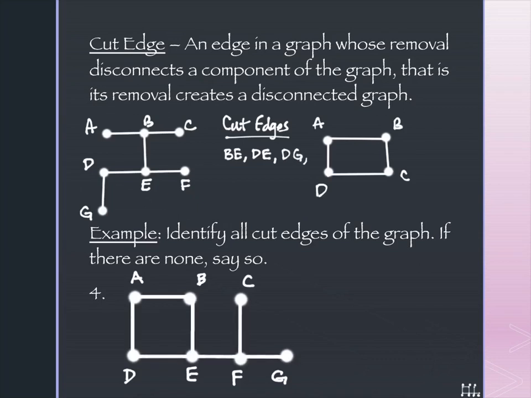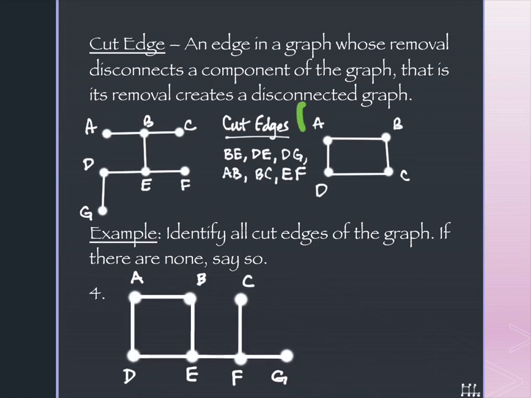If that's the case, what others are going to be cut edges? AB would, right? What else? BC would. And EF. I think we've listed them all. Did we? I think so. They're all cut edges. We have lots of them in this graph.